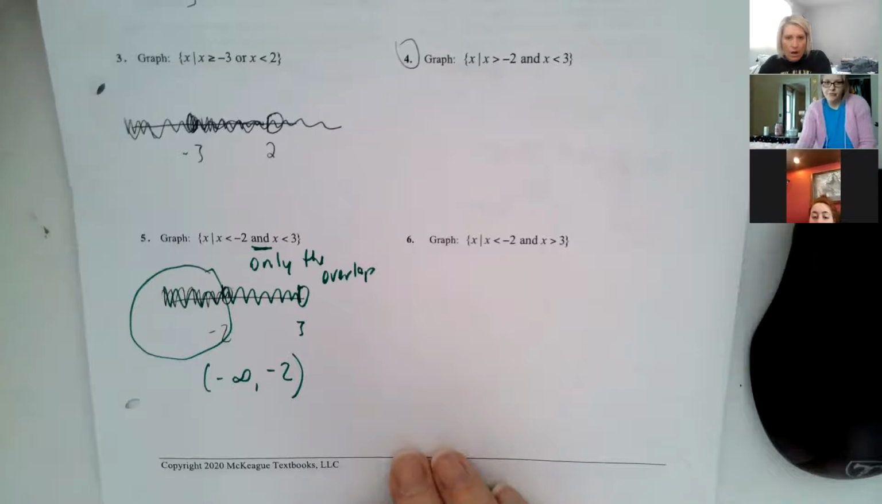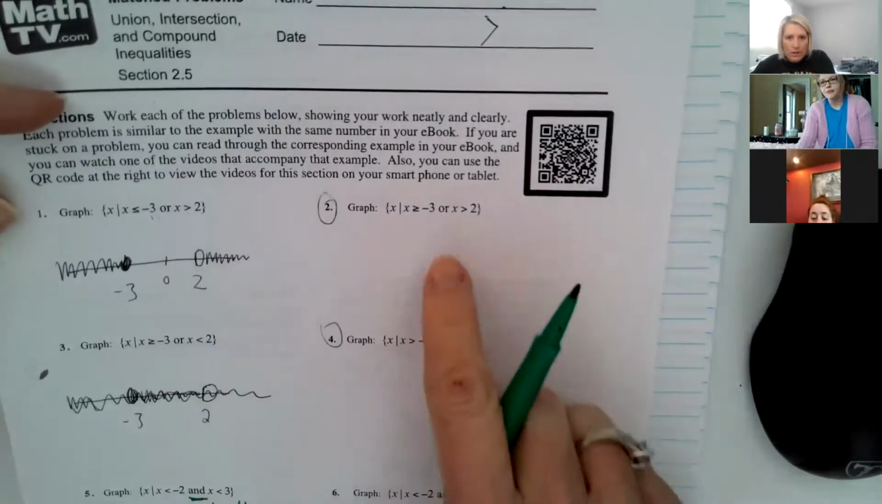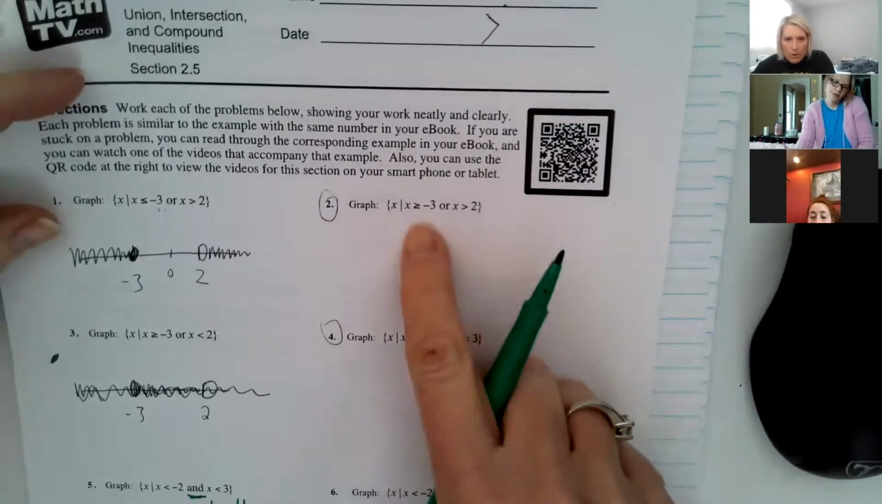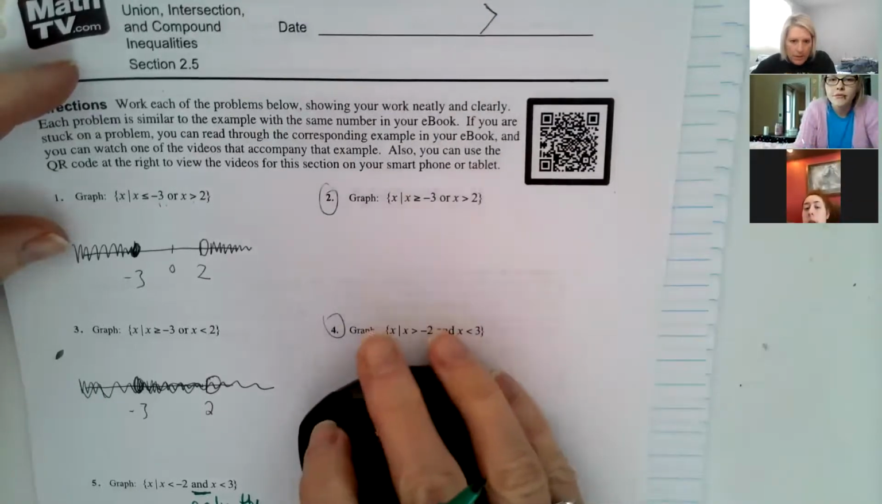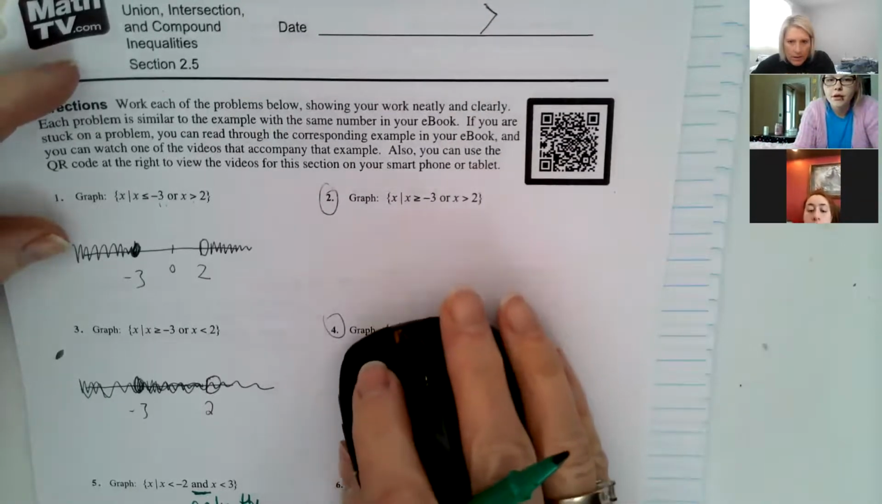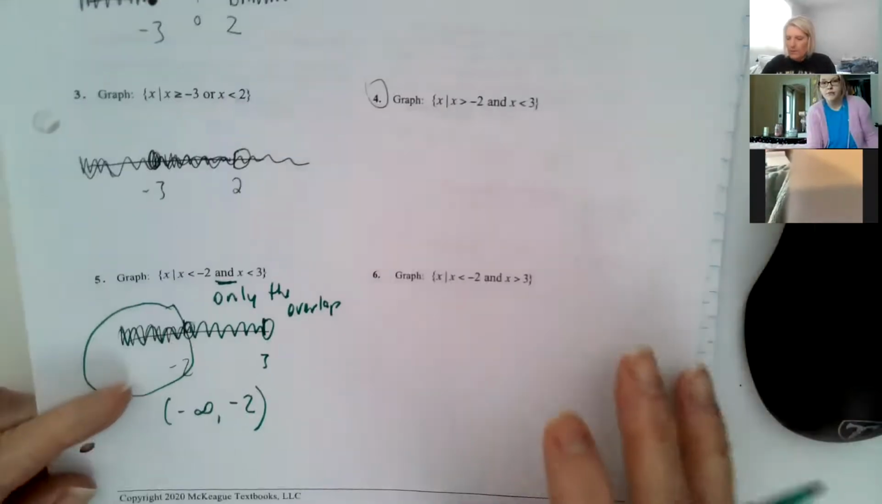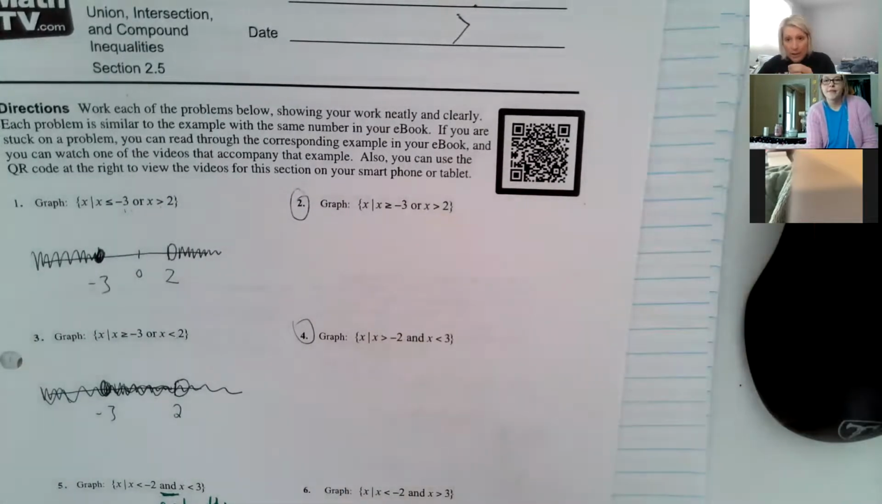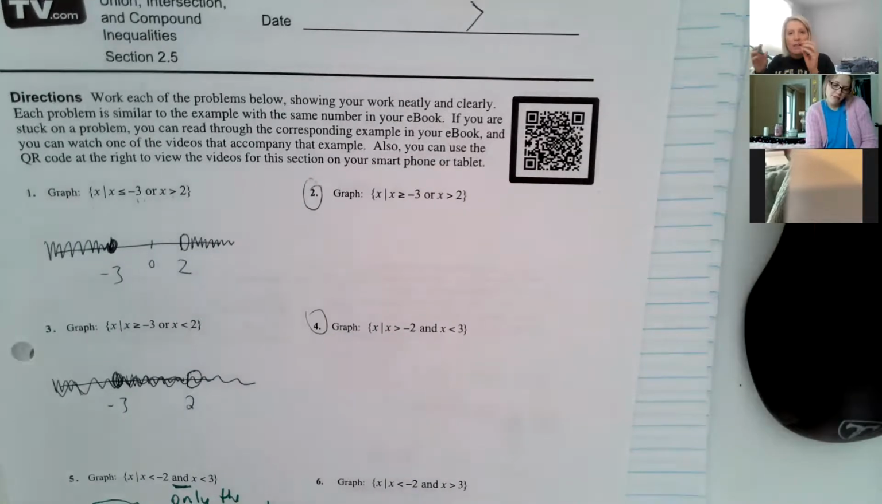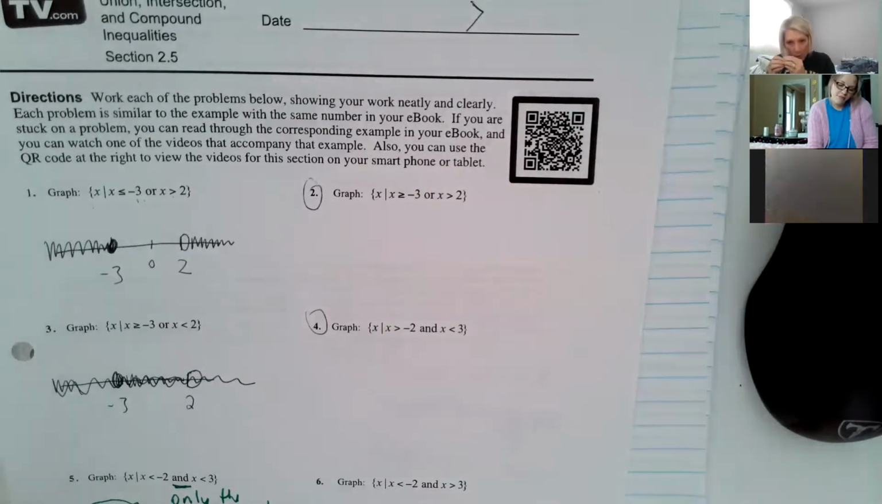So you wanted to go talk through number 2, Sammy? Yeah. So a reminder, an or means either solution, everything's included on either solution, and an and means it's only where they overlap. Okay, only where they overlap.